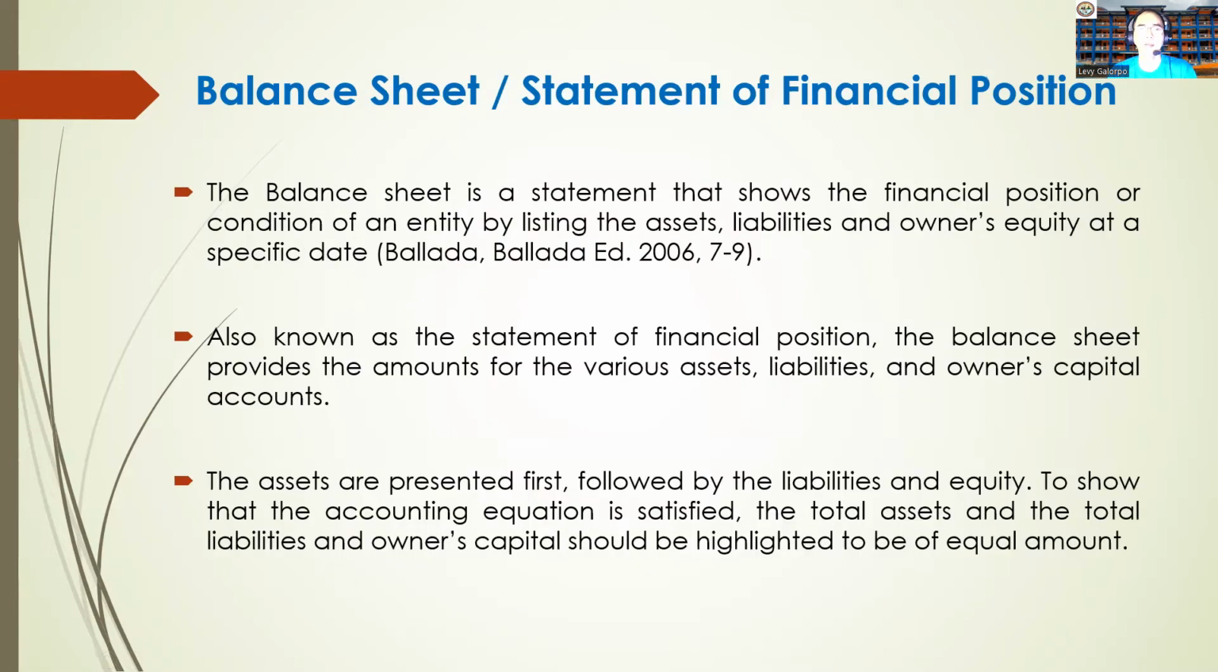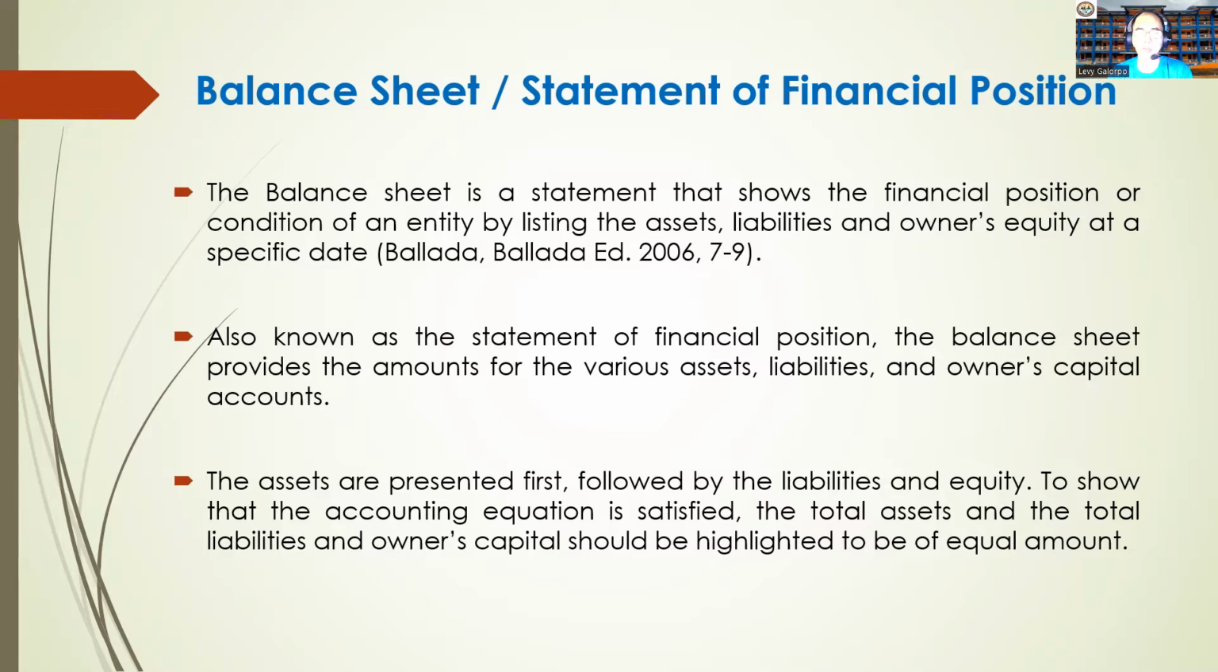The third one, the balance sheet. The balance sheet is a statement that shows the financial position or condition of an entity by listing the assets, liabilities, and owner's equity at a specific date. Also known as the statement of financial position, the balance sheet provides the amounts for the various assets, liabilities, and owner's capital accounts. The assets are presented first, followed by the liabilities and equity. So yun yung pagkakasunod-sunod ng ilalagay natin sa balance sheet.